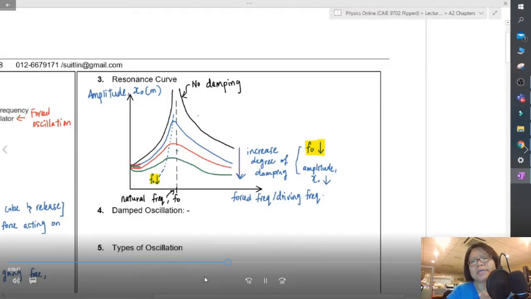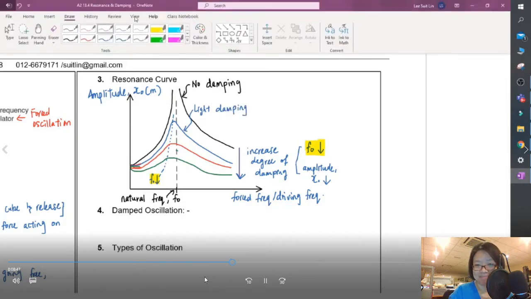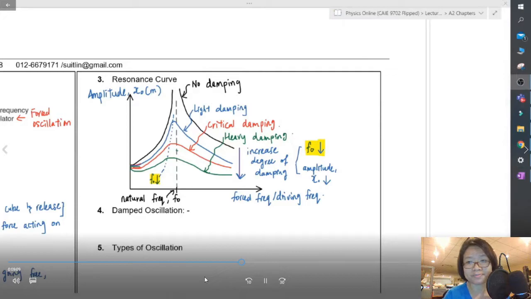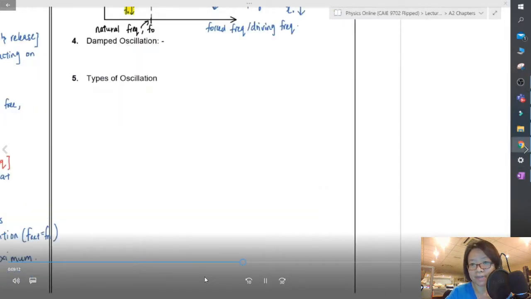You might be thinking, Miss, if you increase the damping, is there a name? It's not just a little bit of damping. We call it light damping, lightly damped. Then the next level is critical damping, and then the next level will be heavy damping. All this actually has a mathematical definition, but this part is not really needed. I will teach you how to identify them from the graph, not from the equation. So light, critical, and heavy damping.